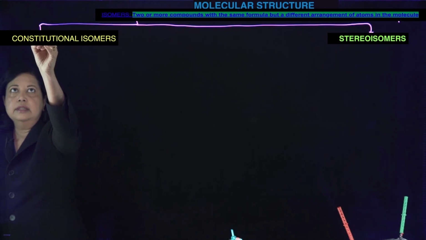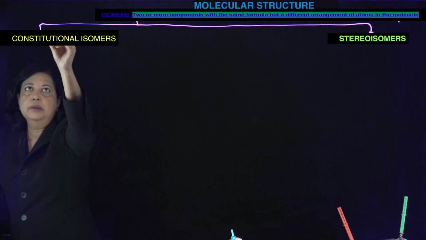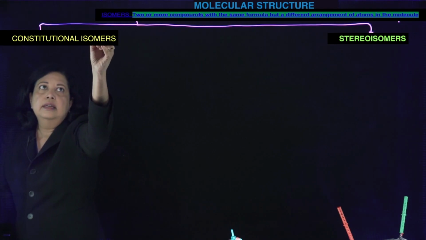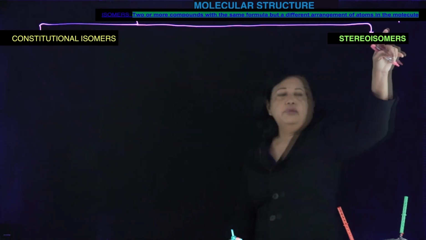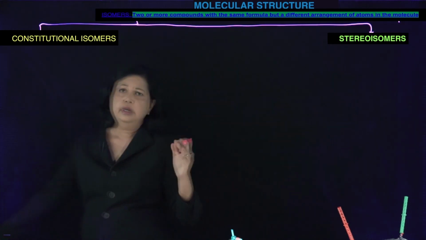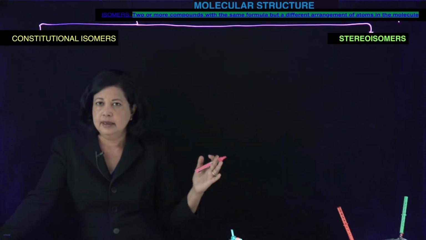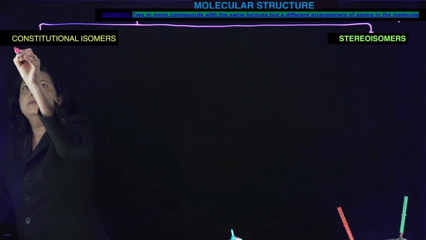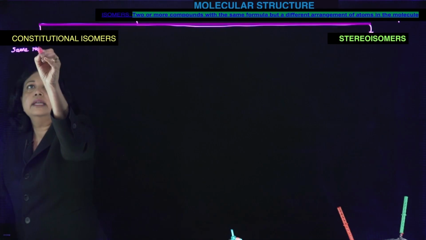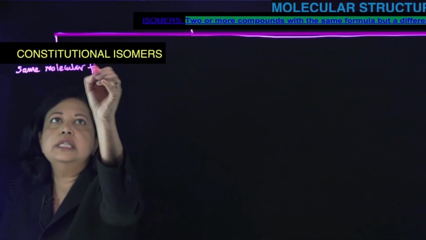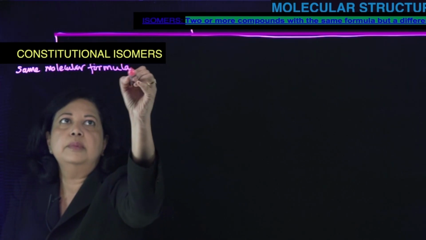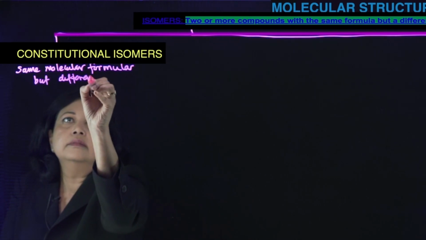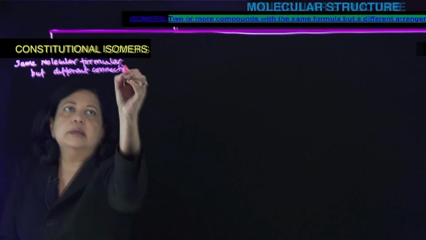Constitutional isomers, so your constitution, what you're made up of, your backbone, can be rearranged here. That means you have the same molecular formula, the same elements. However, you're connected differently. Different connectivity, same molecular formula. The molecular formula cannot change in any of the isomers. Same molecular formula, but different connectivity. And we'll look at that in a minute.